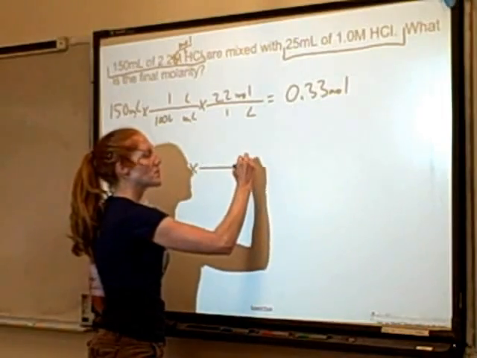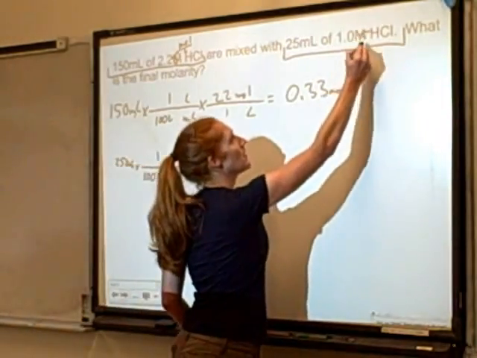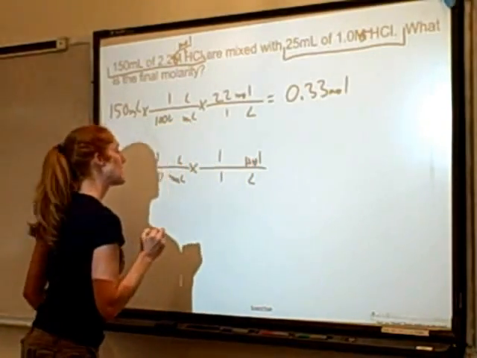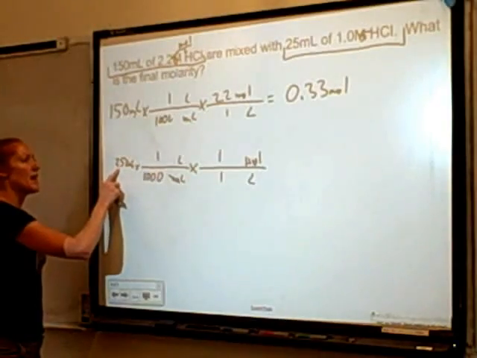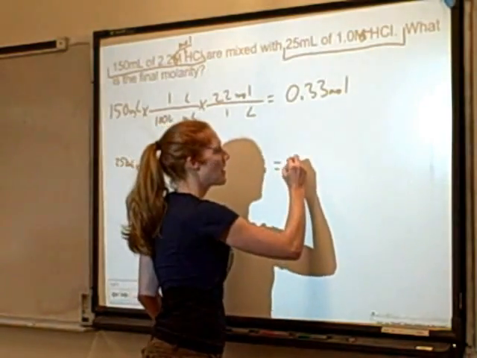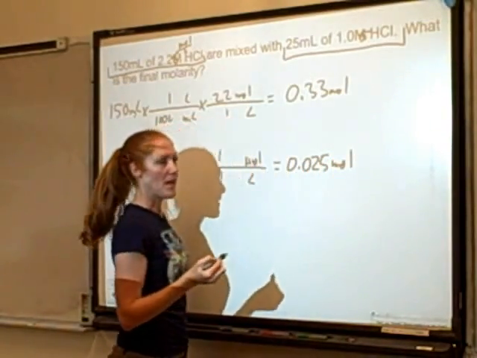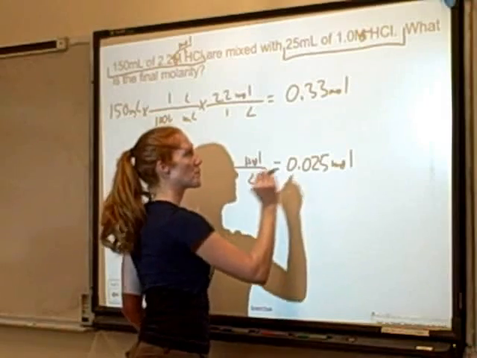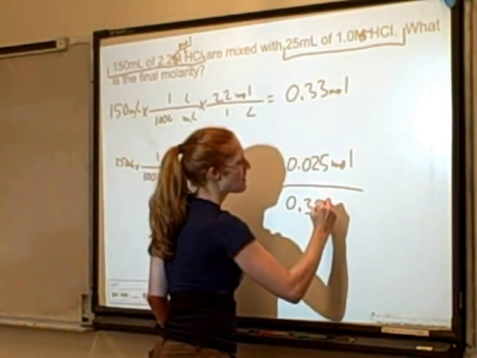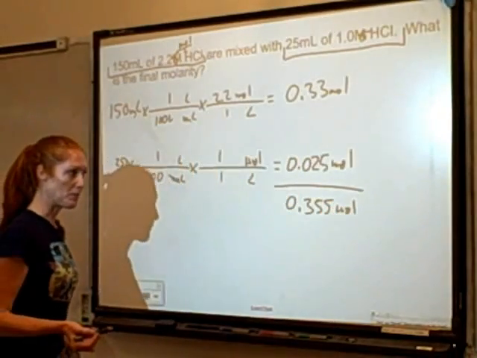So I'm going to go from liters to moles, and the thing that relates moles and liters is molarity. 1.0 molar means 1 mole for every 1 liter. That's convenient. So 25 milliliters divided by 1,000 times 1, I end up getting 0.025 moles. So I have the moles from this first solution, moles from the second solution. So I have 0.355 moles total over the total volume.